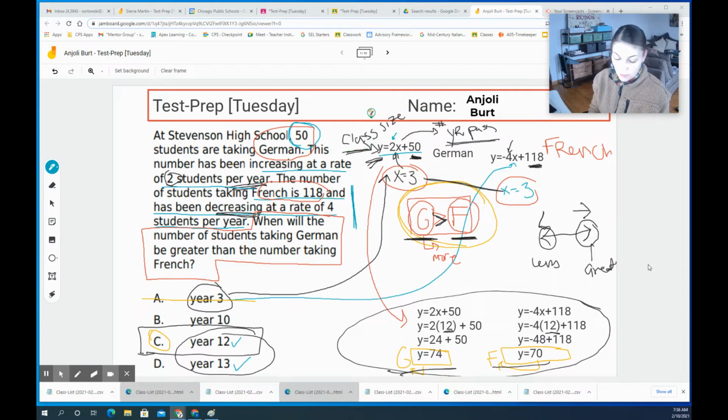And so if we say, oh, well, only 1 year passed, right? Well, if x was 1 and we substitute in a 1, 2 times 1 is 2, 2 plus 50 is 52. So we would know, okay, in 1 year, there would be 52 students in the class.